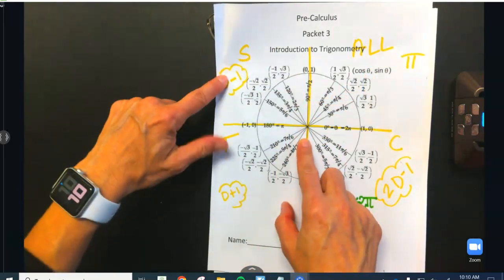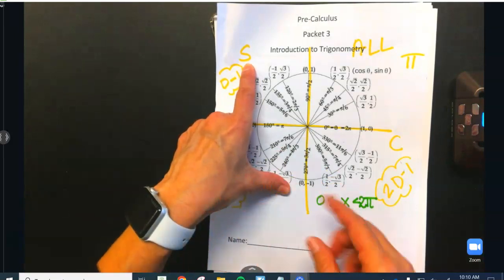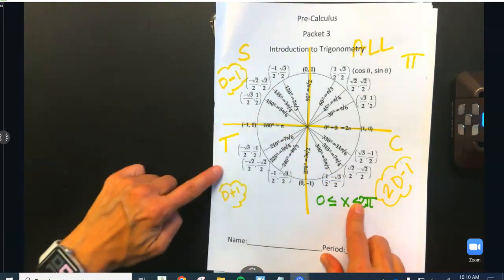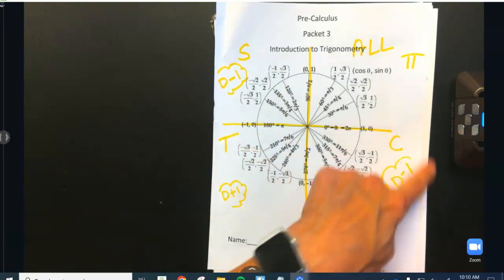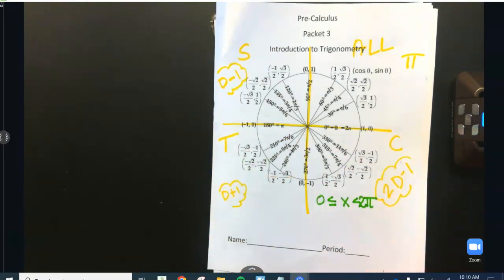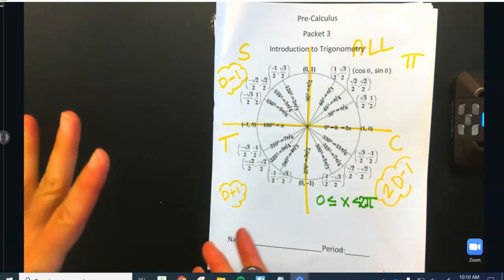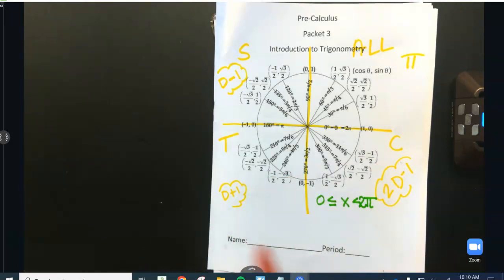What's positive in quadrant 2 is sine and cosecant. Down here, the only ones that are positive are tangent and cotangent. And then the only ones that are positive in quadrant 4 are cosine and secant.